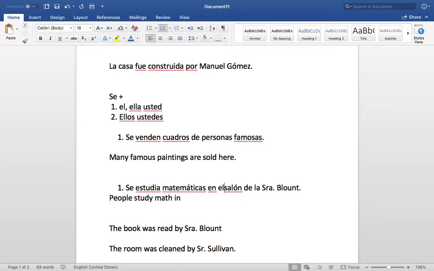Now, if I have 3 or 4 rooms, how about, oh, no, you cannot do that. Se estudia, I'm sorry, because we're talking about matemáticas. Matemáticas, I know it ends in s, but it's only one math, okay? It's not many maths. It's just one. All right? It's not about the rooms. It's math.